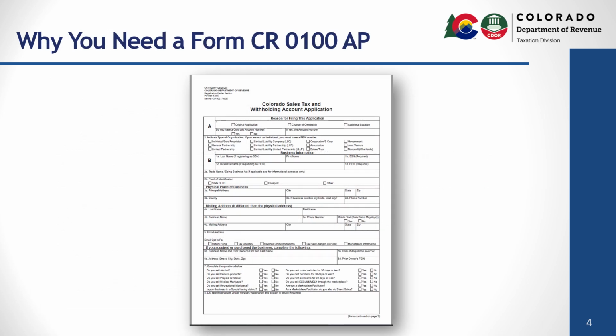The Form CR0100AP is used to open a sales tax and withholding account or to add an additional physical location to an existing account.